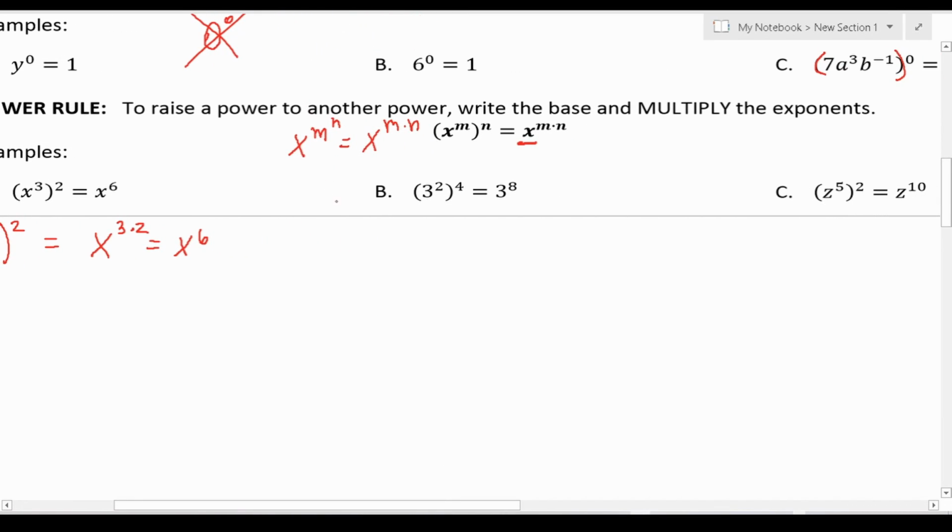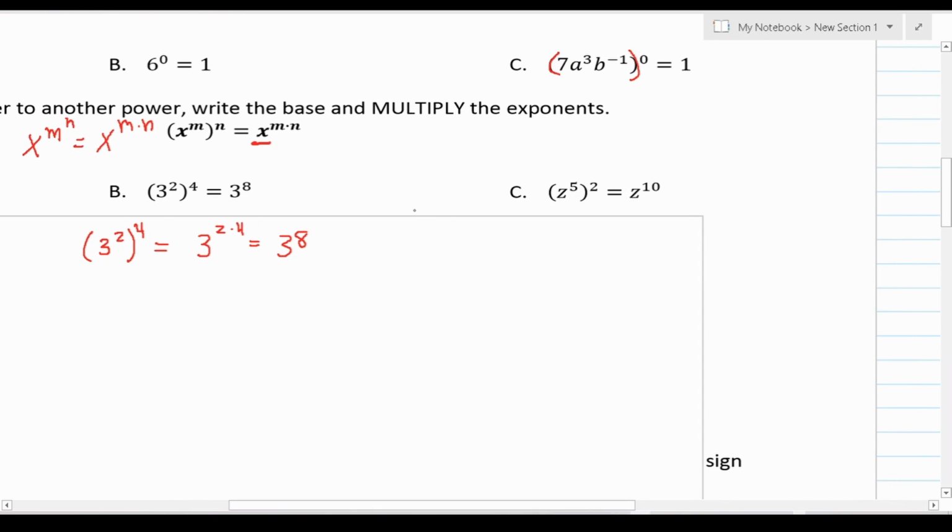All right, same thing here. Instead of dealing with a base of x, we're actually dealing with an integer. So we have 3 squared raised to the 4th power. According to the power rule, we start by writing down the base, which is 3, and then we multiply the exponents. So this is going to be 2 times 4, which is going to be 3 to the 8th.